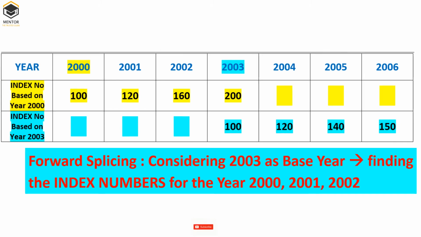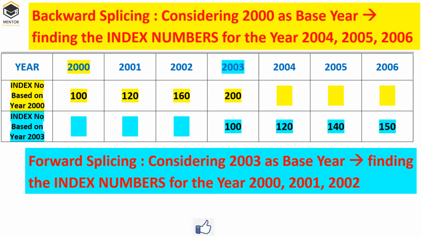So next we have this. Now 2004, 2005 and 2006, their base year is 2000. So this will be called backward splicing, considering 2000 as a base year for finding the index number for the years 2004, 5 and 6. This type of splicing will be called backward splicing.